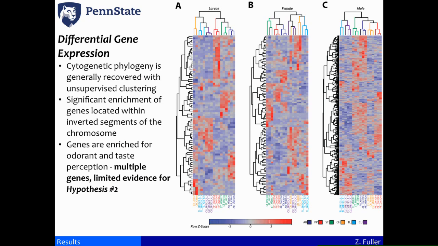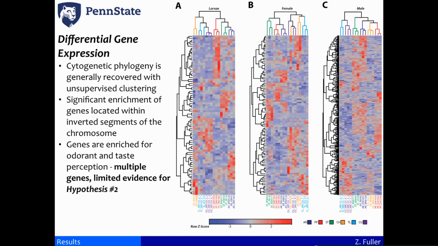And so first, we get a general pattern that when we just use the patterns of significant differential gene expression, when we perform an unsupervised hierarchical clustering, like what is depicted up at top, for each life stage, we see that this generally recovers that inferred cytogenetic phylogeny. So the pattern of gene expression is related to the history of the chromosome arrangements. For genes that are showing evidence of significant differential gene expression, we see that they're enriched in both odorant and taste perception, so sensory perception.